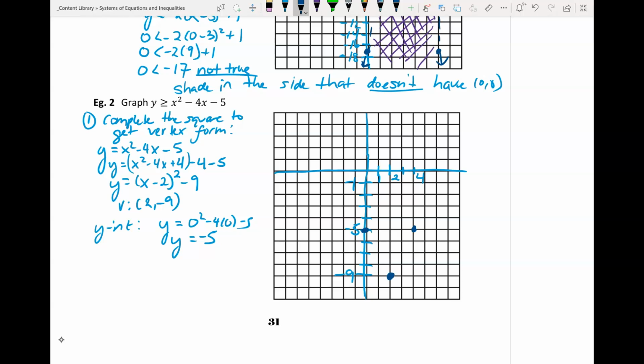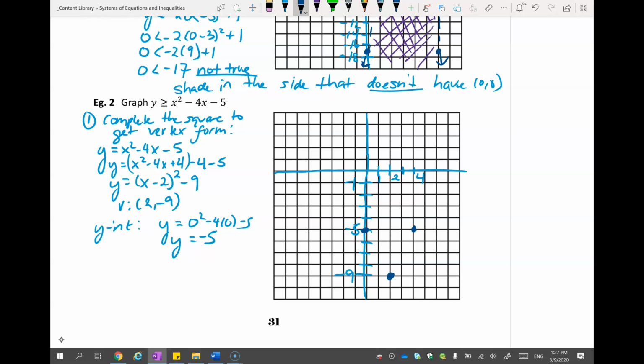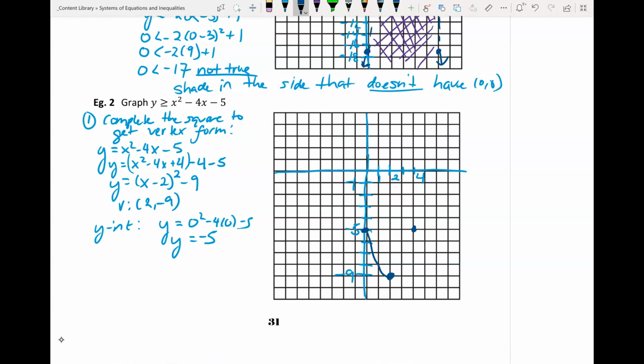In this case, I'm going to connect my points with a solid line because it is greater than or equal to, and I'm going to keep extending this a bit. It's just going to be approximate from here, so that's easier for me to shade in the region.